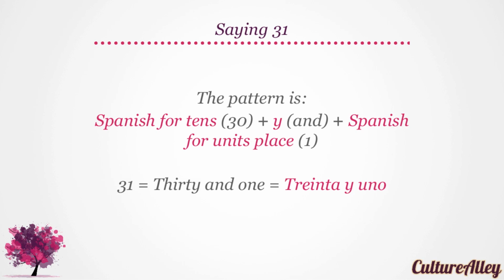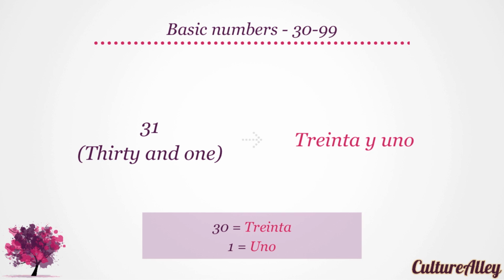The pattern is Spanish for tens plus E, which means and, plus Spanish for units place. So, for 31, it will be Spanish for 30 plus E plus Spanish for 1. 31 is literally 30 and 1, which becomes 30 y uno. Try saying that. 30 y uno. Very good. So, 31, literally 30, and 1 translates to 31, where 30 is 30 and 1 we know is uno.